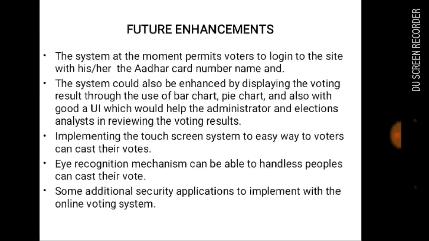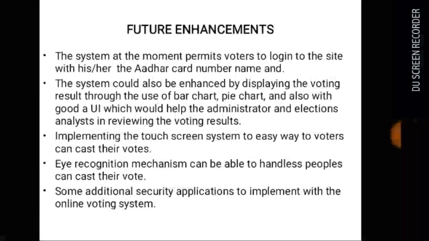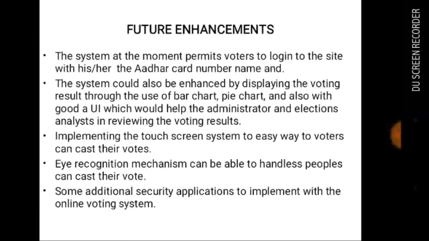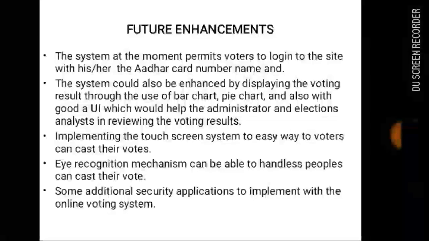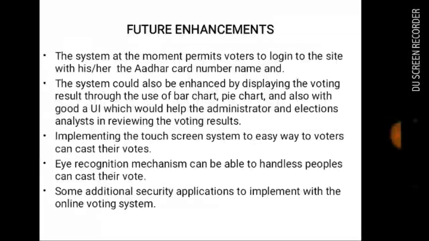Future enhancement: the system at the moment permits voters to log into the site with ease using the Aadhaar card number and name. The system could also be enhanced by displaying the voting result through the use of bar charts, pie charts, and a user interface which would help the administrator and election analysts in reviewing the voting results.